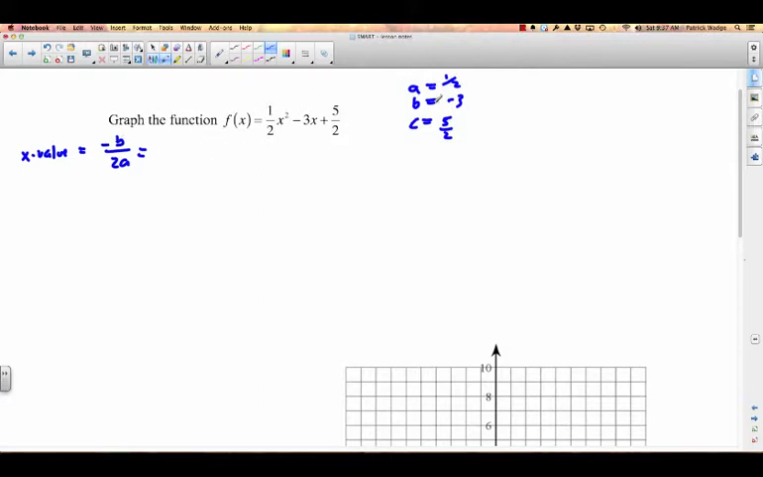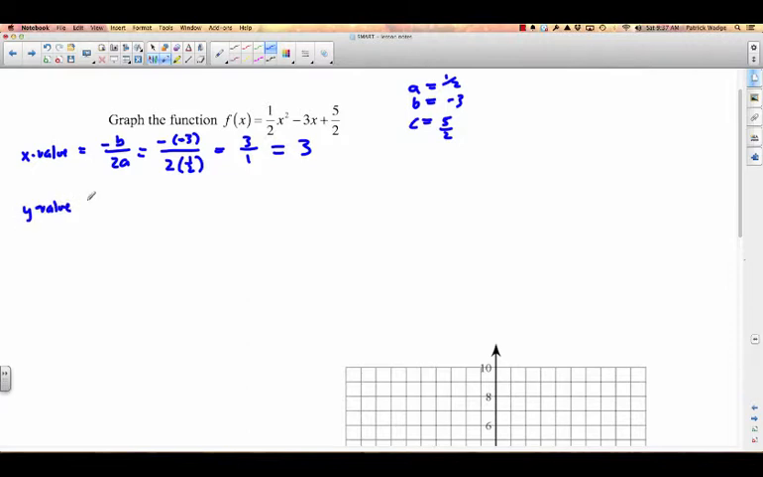So if we're going to do negative b, that's negative 3. Be very careful about that. Two negatives. Negative 3 over 2 times a, which is 1/2. Okay, negative 3 is positive 3, and 2 times 1/2 is just 1. So you get 3 over 1, or 3. The x value is 3. Right, let's get the y value.